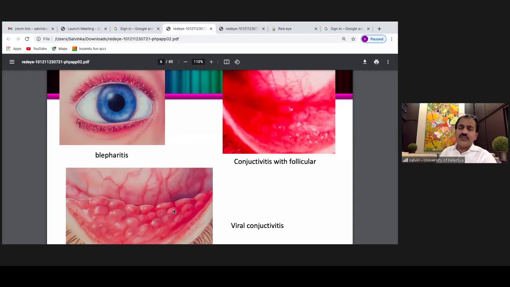Other important thing: when you're putting the drops, you don't have to put them exactly on the center of the cornea. I'm just giving you general guidelines. Just pull the lower lid and put the drop into this gutter. That's enough. Once the patient blinks, the fluid spreads all over the eye.